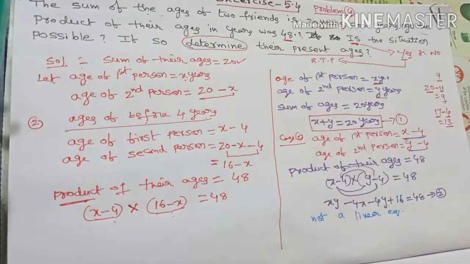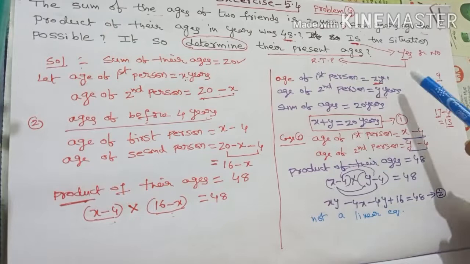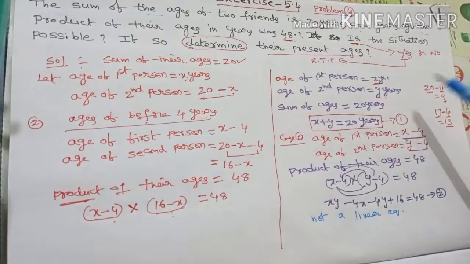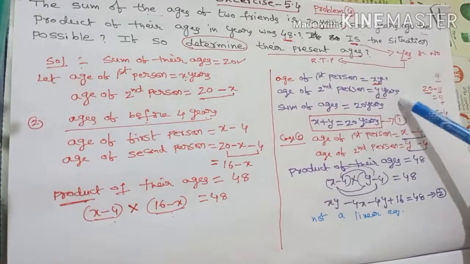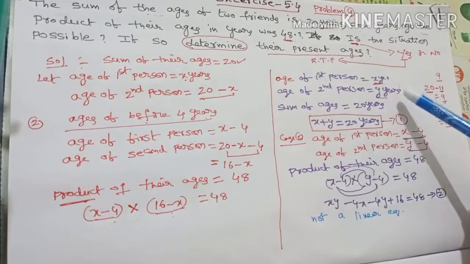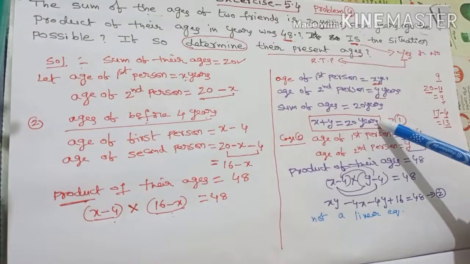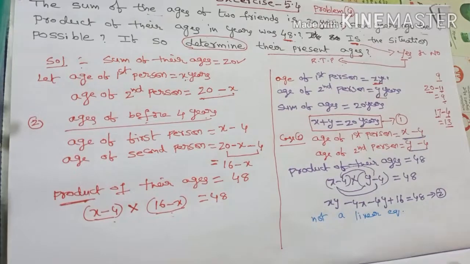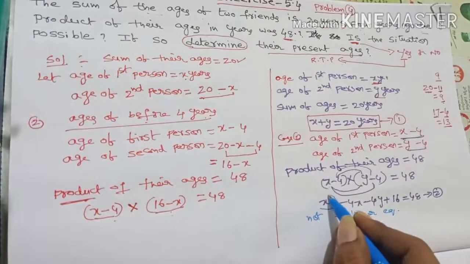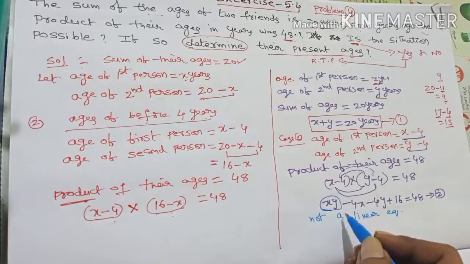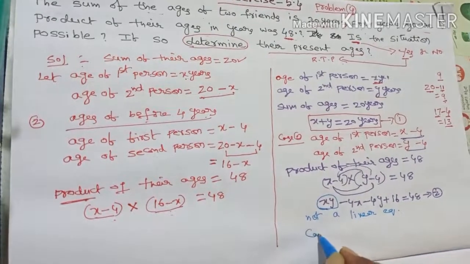But what is my intention? My intention is, if you approach it like one person is x and the second person is y, that means whenever you opt for two variables, you can go through the fourth chapter. That means you have to get two linear equations. Here you have what looks like a linear equation, but it is not a linear equation. Why? Because in xy, the degree of this term is 2. Therefore, it is not a linear equation. Therefore, it cannot be solved.